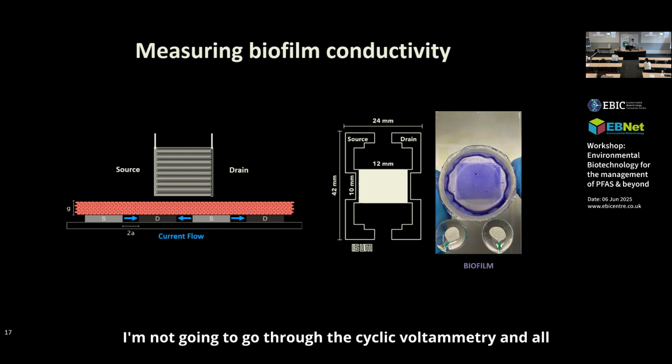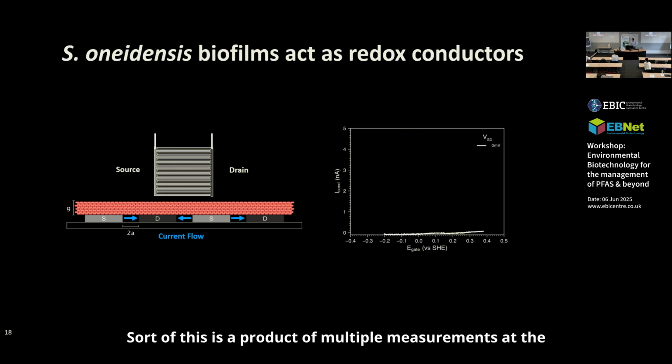I'm not going to go through the cyclic voltammetry and all the details of that. This is a product of multiple measurements at the same time that we're doing. But when we take these two electrodes and we keep them at the same potential relative to one another, so there's no driving force between them, you get this very flat conduction current. There's no electrons that are really flowing through this biofilm. If you were to look at the CVs, you would see electrons flowing between the biofilm and the electrodes, but none between those two electrodes.